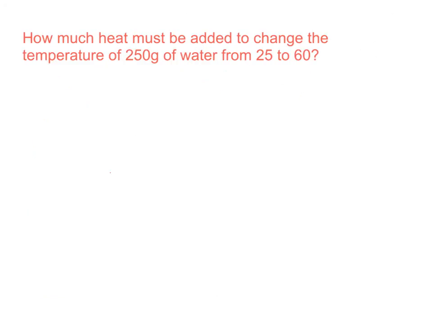Okay, we're going to work a sample problem using specific heat, and again, we did do this last year. In this case, the question is, how much heat must be added to change the temperature of 250 grams of water from 25 degrees Celsius to 60 degrees Celsius? I didn't write that there, but these are degrees Celsius, okay? So the temperature is changing. We're not going through a phase change. We're just heating water, so that's an important difference, because if you went through a phase change, you'd have to use the heat of fusion or the heat of vaporization.